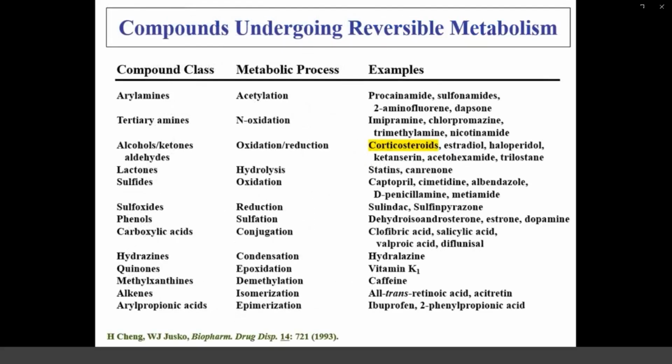This slide shows a review of an array of compounds undergoing reversible metabolism. You see many structures of types of compounds, many metabolic processes, and a great number of examples besides corticosteroids that undergo reversible metabolism. So unless you dose a metabolite, you may not know that reversible metabolism is occurring.